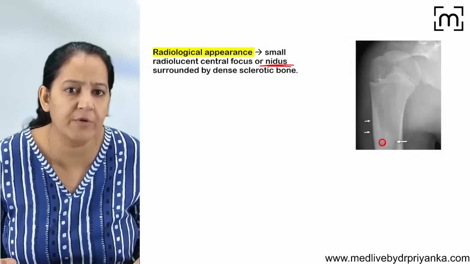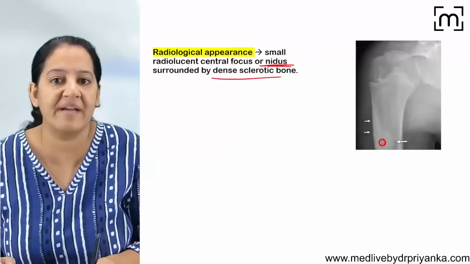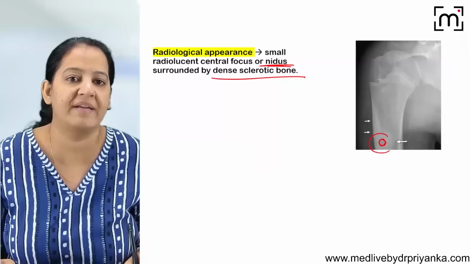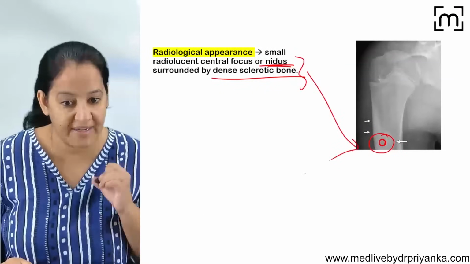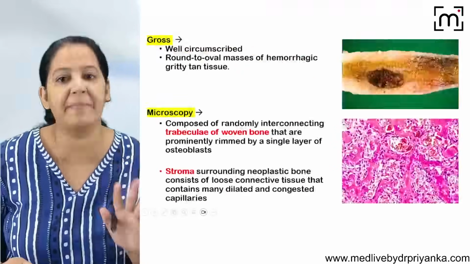It's a very small tumor. You can see it here. And it is always surrounded by dense sclerotic bone. This is the radiological appearance. You have to see it here, mark it here, understand it here. Rather than learning, please understand.